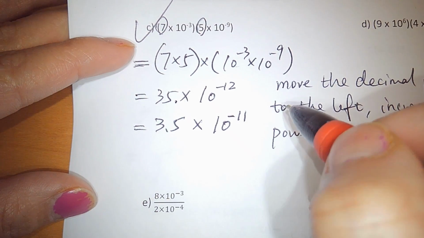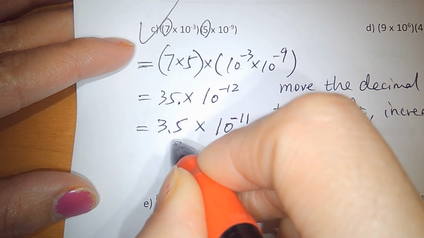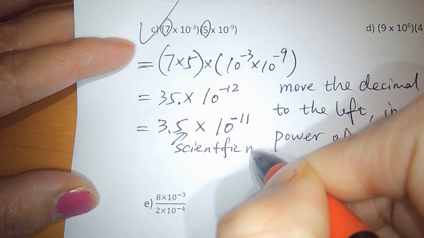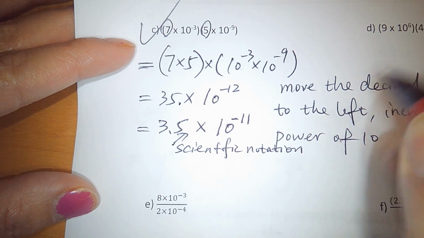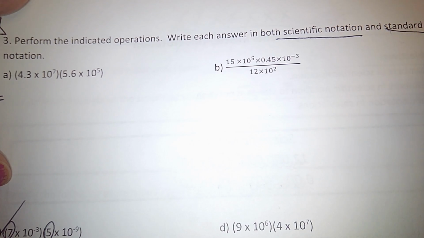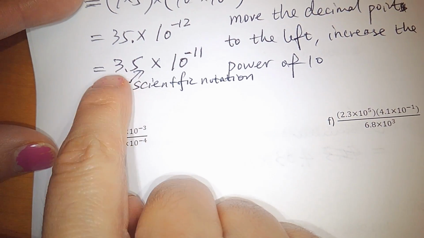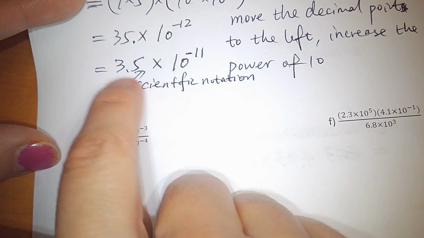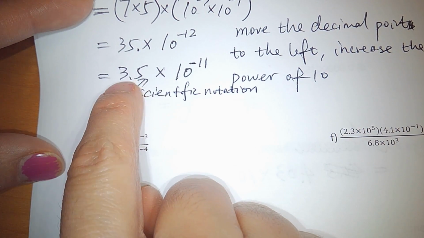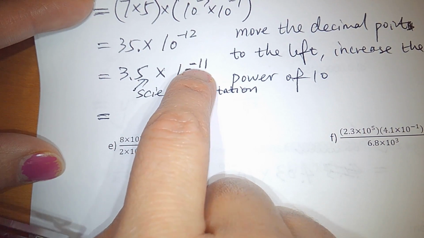This is in what? Scientific notation, right? We also have to write our answer in what? Standard notation, right? Both. So 3.5 times 10 to the negative 11, this is scientific notation. Can we rewrite it in standard notation? 3.5 times 10 to the negative 11, what should we do?